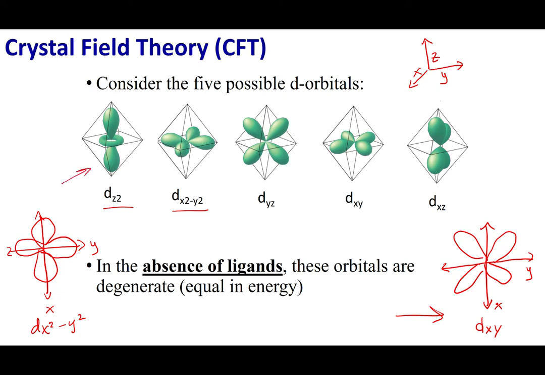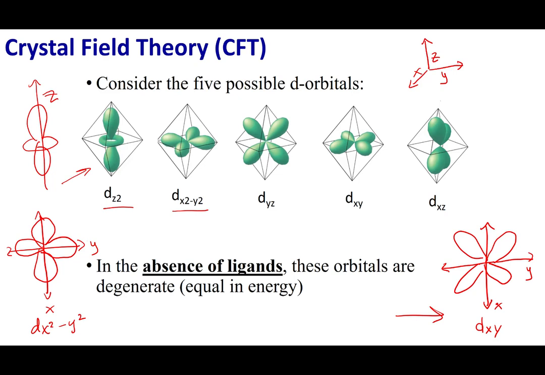Let's talk about the last d orbital, the dz squared. This is the only one that is not a clover. It looks like a p orbital, a dumbbell along the z-axis, and it has a toroid, or a donut, around the center. Now that we've established what the d orbitals look like, let's delve into crystal field theory.